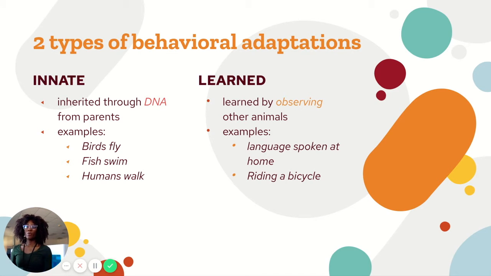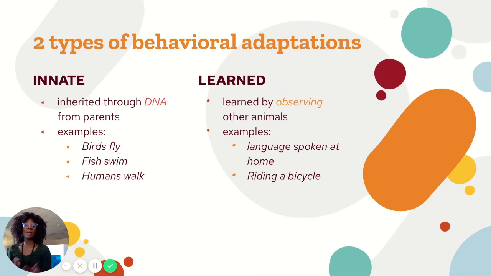So birds, when they're born, they know that one day they're going to fly. Fish, when they're born, they're already swimming. And humans, when we're born, we're not walking, but we all have the capability of walking. Okay, while a learned behavior is something that an organism can learn by observing another organism. So for example, a baby boy can be born and doesn't speak any language. But as he grows around his family and his family is speaking French, then that baby is going to learn, oh, this is the behavior we do, we speak French.